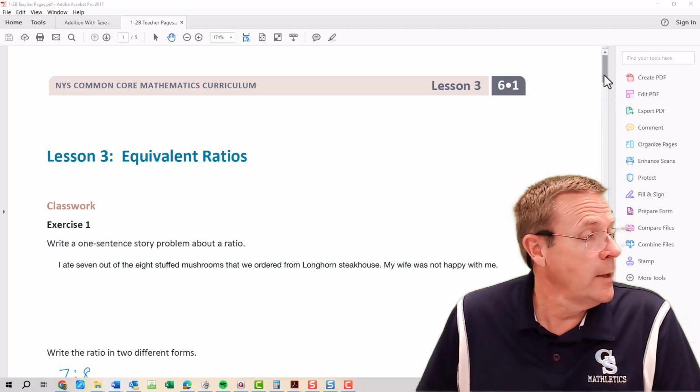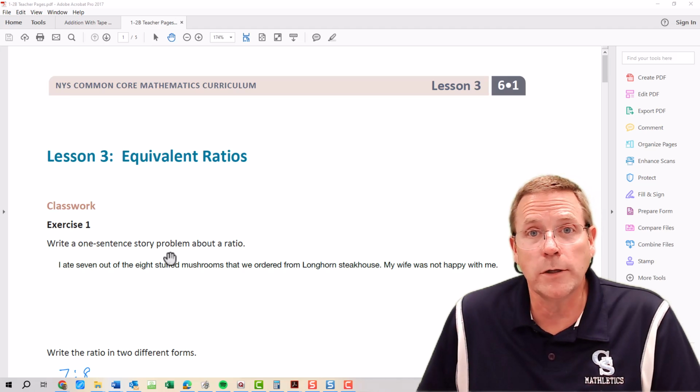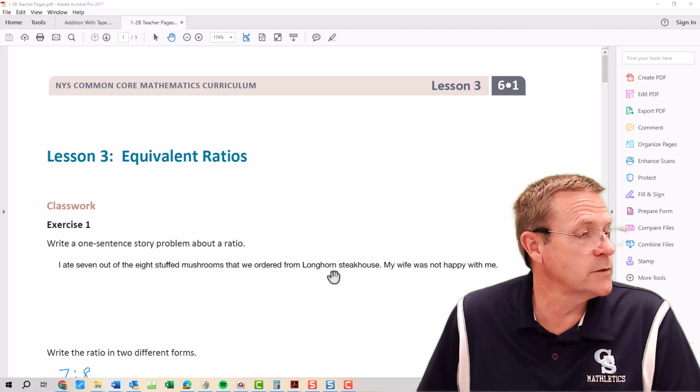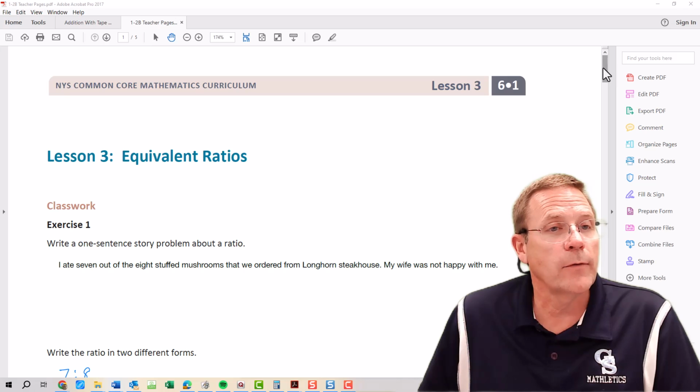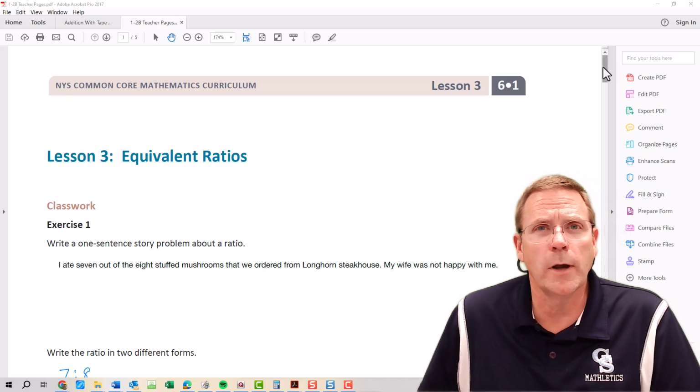So goes life. All right, you guys are going to need to start off by writing your own ratio story here, just a one-sentence story problem. And then after that, you're going to take and convert that into an actual numeric ratio two different ways. Pause the recording and do that.